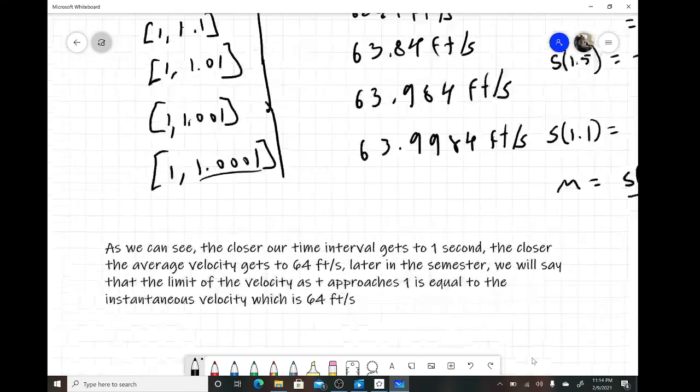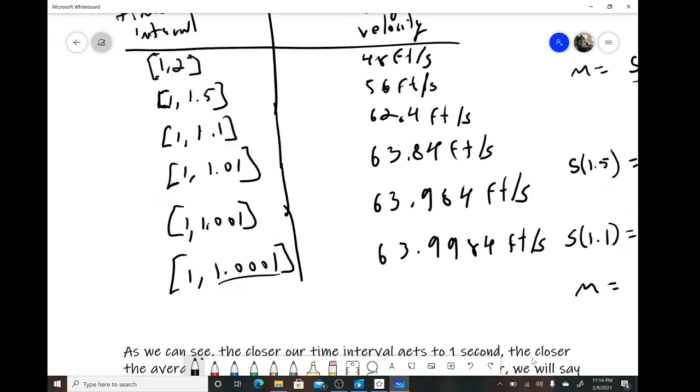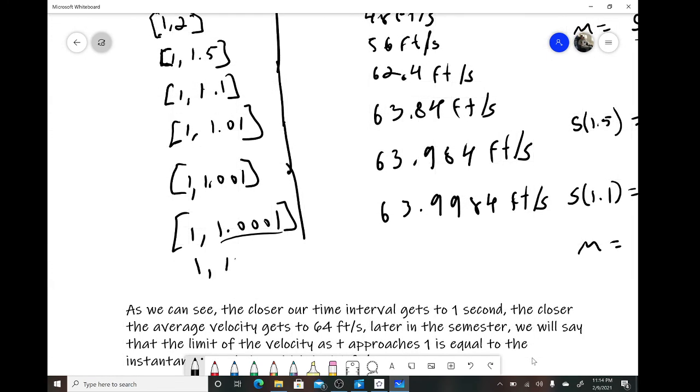Again, the idea here is that we're getting very, very close to a number. If we picked a number even closer, then you will see that this is going to be 63.99, maybe another 9 here, feet per second. So you could continue this process, and you will see that the closer you get, the smaller you make this interval, the closer you get to 64.